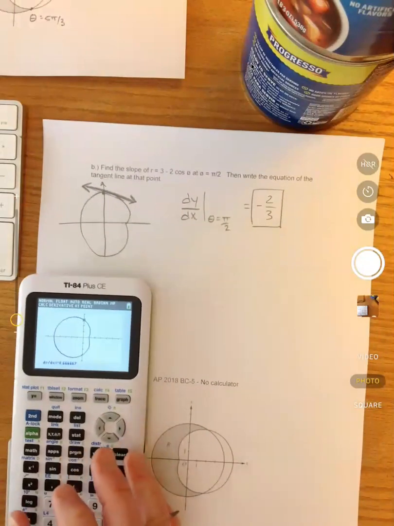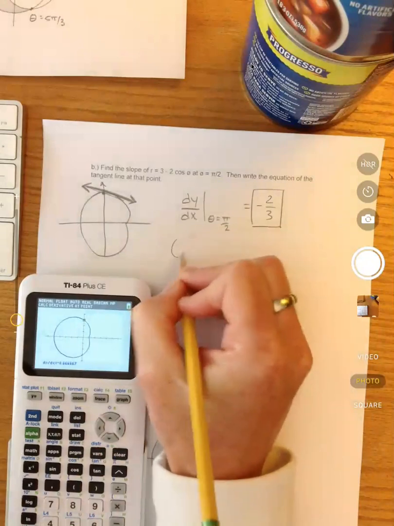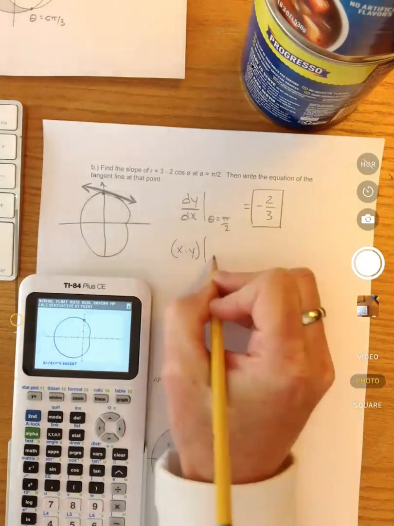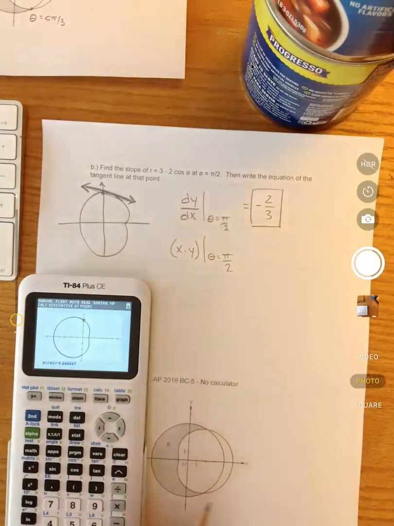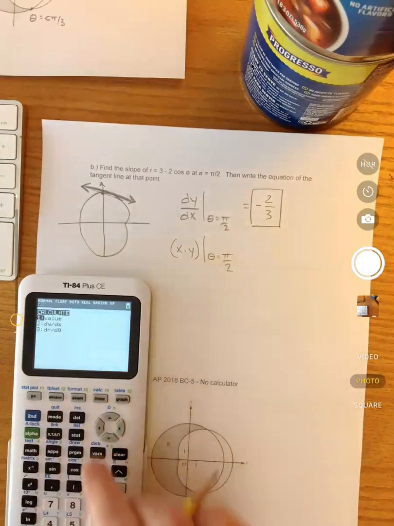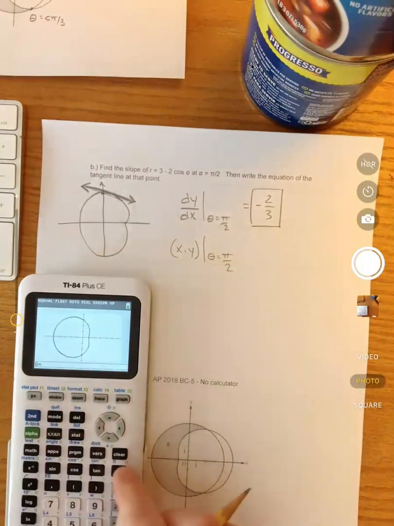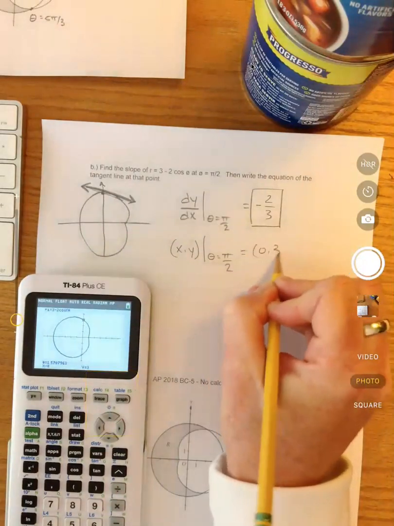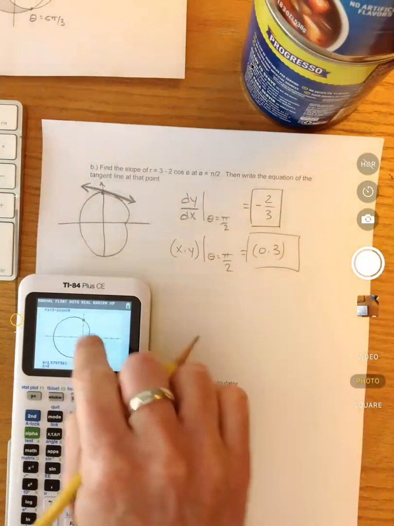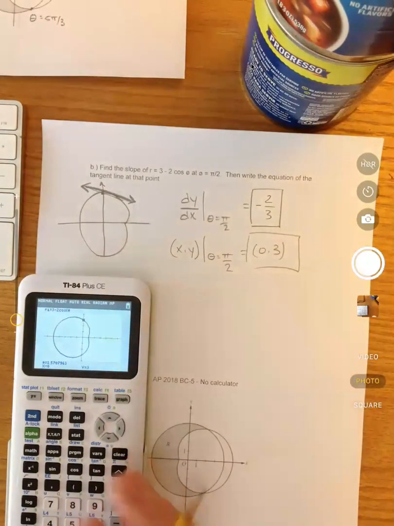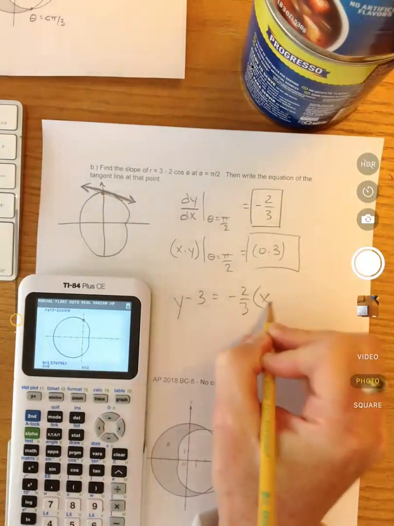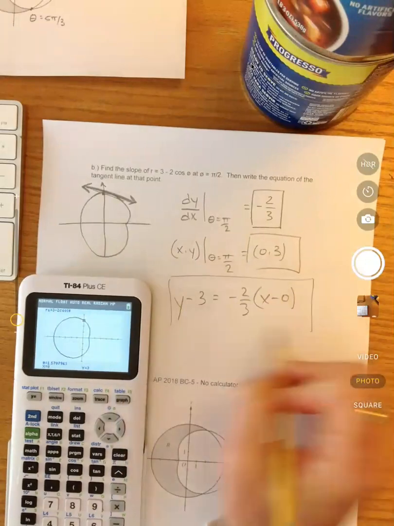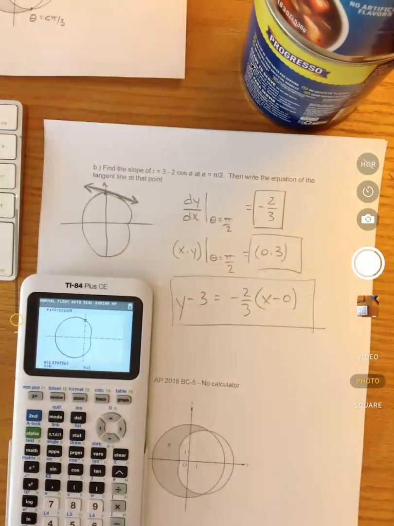And then what else do I need? I need a coordinate. So now I'm just going to notate this. I don't even know if this is the notation of it. But I'm going to say, okay, what's the xy coordinate when theta equals pi over 2? Well, I can just go back into second calc, value, and just type in pi divided by 2. And it's at coordinate 0, 3. Which honestly, I think I can even see that in my diagram, 0, 3. And so there we go. Y minus 3 equals negative 2/3 x minus 0. Equation of a tangent line to a polar curve.